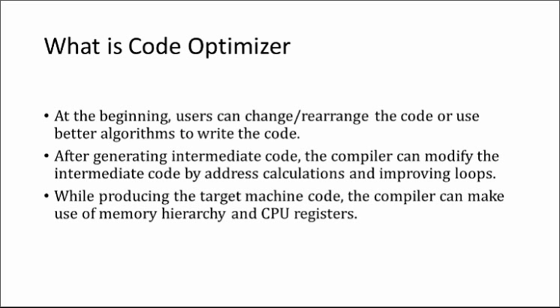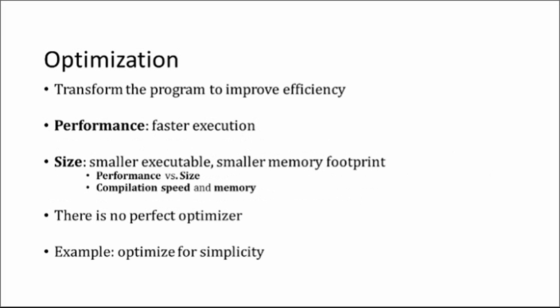But it can happen that after intermediate code generation, the compiler can modify the intermediate code by address calculation and by improving the loops. While producing the target machine code, the compiler can also use the memory hierarchy and CPU registers. Then it is called machine dependent code optimization. And if we are not using memory or the CPU, then it is called machine independent code optimization. The result of optimization is that we can transform the program in such a way that we increase the performance or efficiency of the target program.